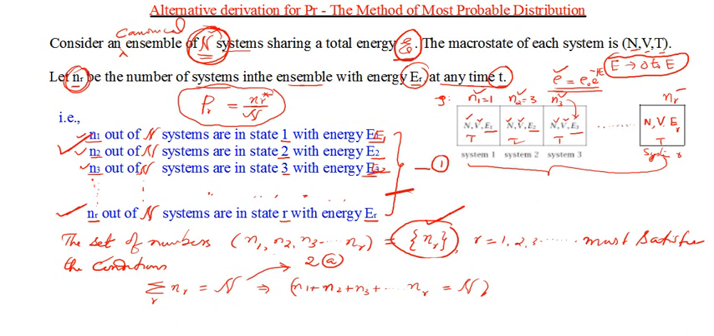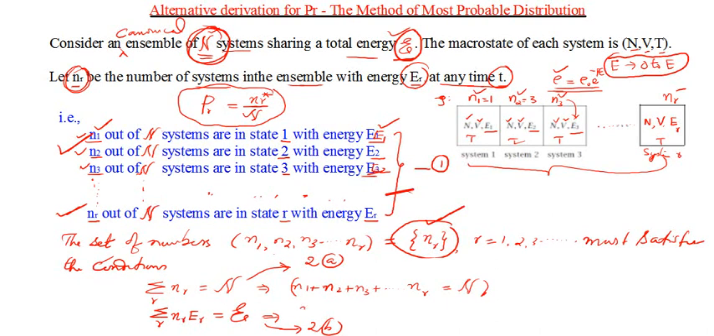There is one more condition. What is the condition? 𝒩 systems are sharing a total energy of E. How are they sharing it? N1 systems out of 𝒩 systems are having energy E1, N2 systems out of 𝒩 systems are having energy E2, and so on. So the second constraint is that you sum all the energies of the systems in the ensemble. That will be equal to the sum over r of nr into Er, which should be equal to the total energy shared by the systems in the ensemble. I am calling this equation 2b.